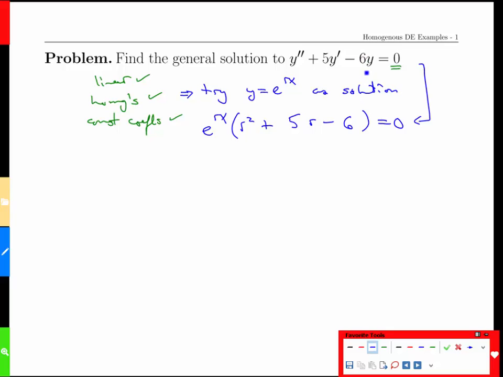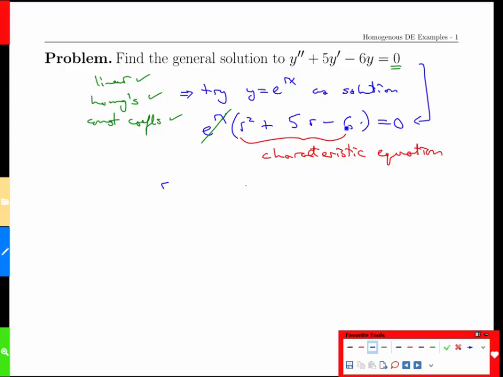y would be just e to the rx, we'd have negative 6 out front, and if we factor out all the e to the rx's, we would get this expression here, which we can distill down to the zero part, which is our characteristic equation. This is going to be something we're going to see a lot of moving forward. So this differential equation turns into this if we make the assumption that y equals e to the rx is our solution form.